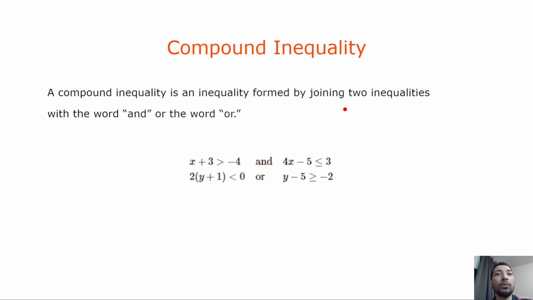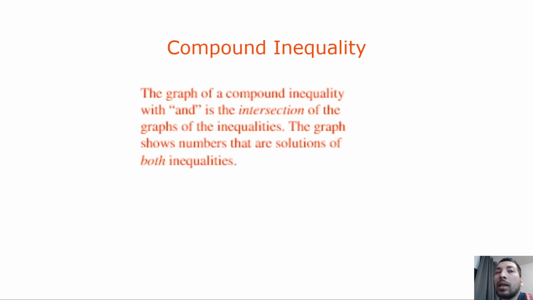A compound inequality is an inequality formed by joining two inequalities with the word and or the word or. We'll see the difference between these two types of inequality in a moment. But here is how the problem could be presented to us. We can have two inequalities separated by and or separated by or. Now let's see how the graph of a compound inequality with and would look like.